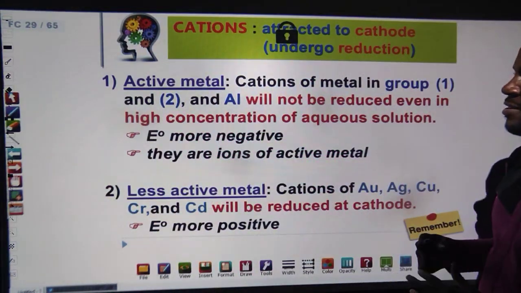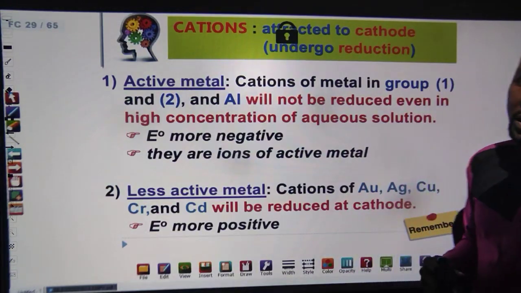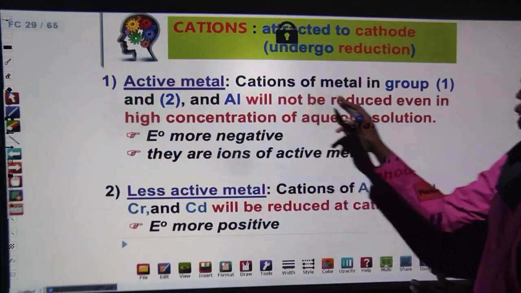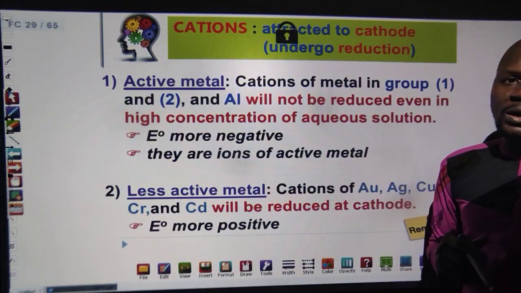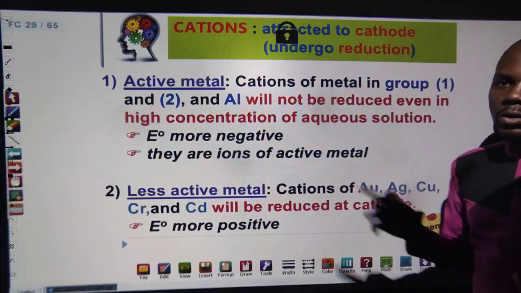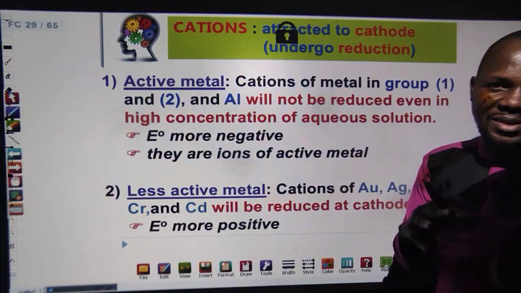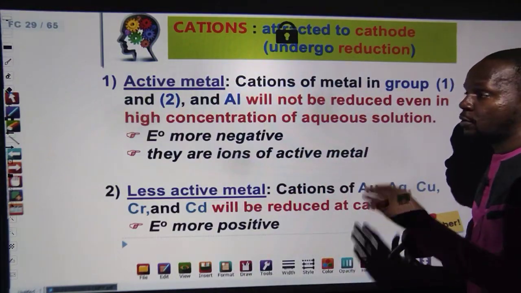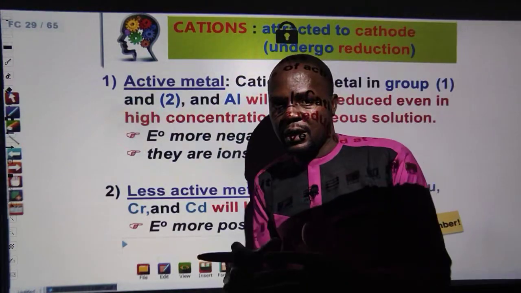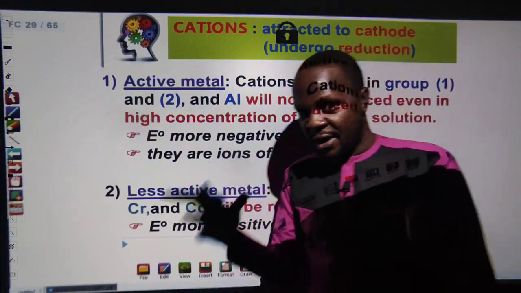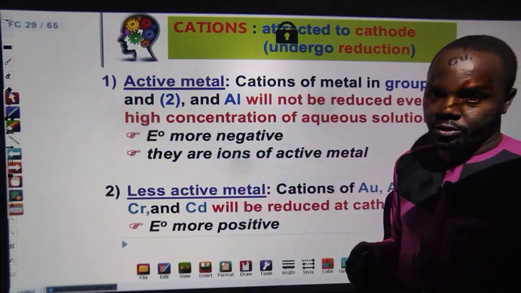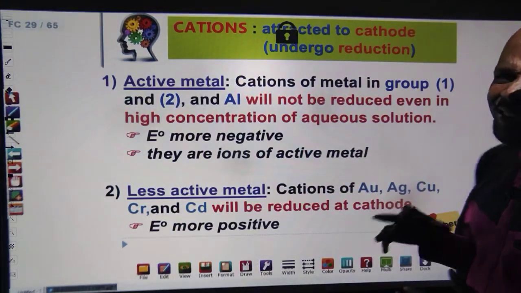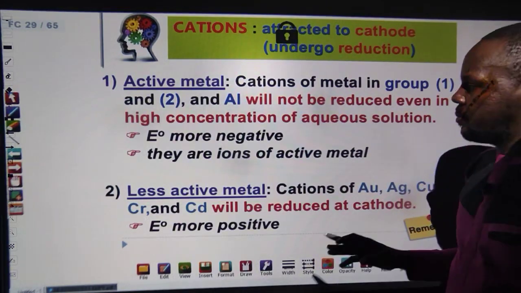Active metals: when I say active metals, that is group 1A and group 2A, the elements in group 1. If you don't know that, you can watch our video on the periodic table. We have analyzed a lot, and I will still do more for you to understand. For group 1, you know them: lithium, sodium, potassium, rubidium, cesium, and francium. Then group two, these are things you can also know. Forget about the way I'm saying it.